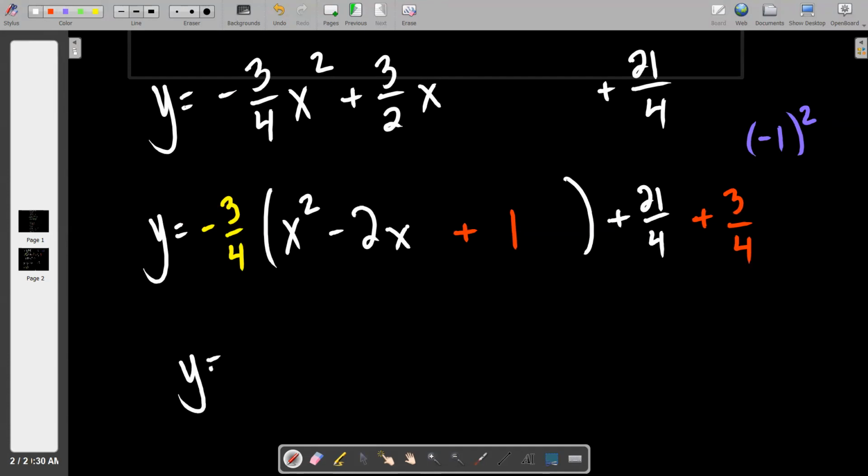So y equals -3/4. Got it? What goes inside? X minus 1 squared plus 6. Perfect. You guys think you got it?